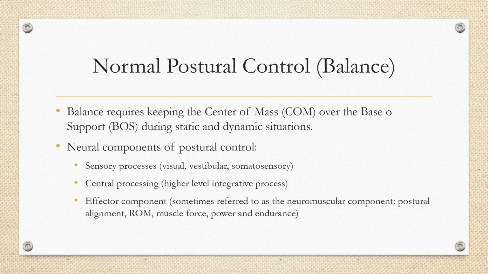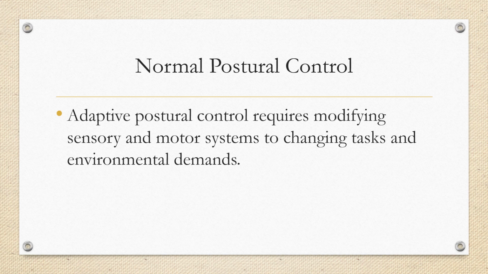The basic definition of balance is keeping the center of mass over the base of support during both static and dynamic situations. There are all kinds of different neural components that comprise postural control, including sensory, central, and effector components. When it comes to normal postural control, our body has to be able to adapt to the varying tasks and environmental demands that we have with what we do day in and day out. We have to use our sensory system as well as our motor system to help us identify how and where we are in space to improve our balance.